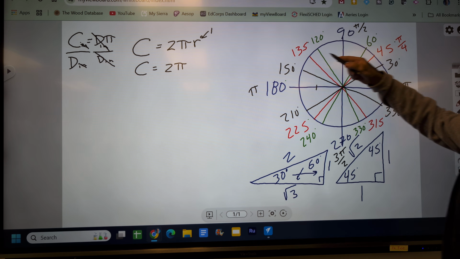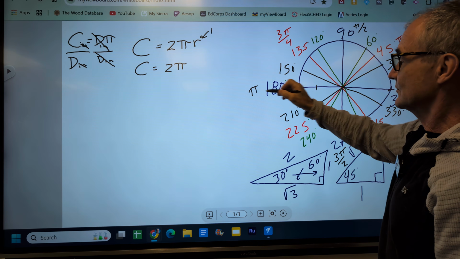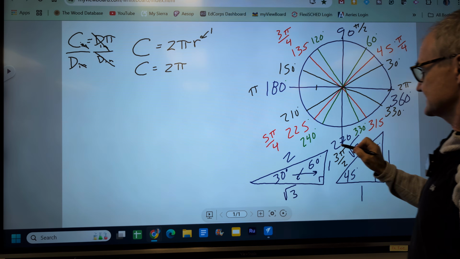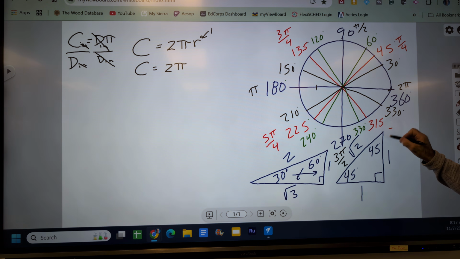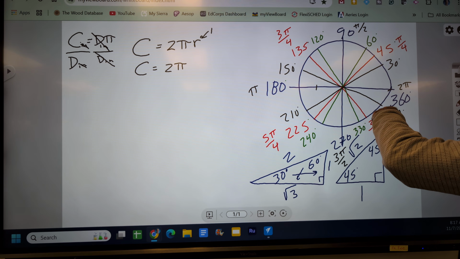1/4, 2/4, 3/4, 4/4, 5/4, 6/4, 7/4, 8/4. So I could count it in quarters, remembering all the way around is 2.